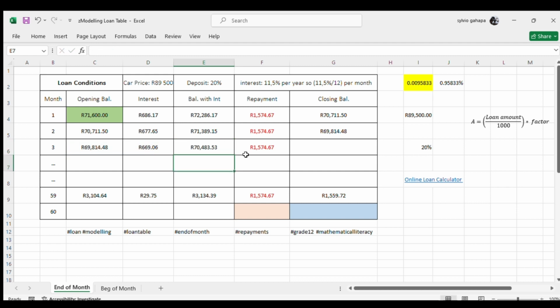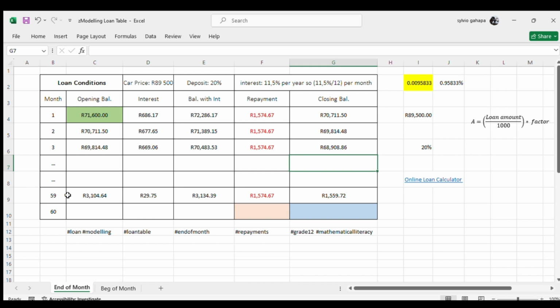That gives you exactly this figure, and then the closing balance for the third month will be the balance with interest minus the repayment. So we're going to repeat this for month number 4, 5, all the way to month number 60. Now to save time, I'm going to jump right into month number 59, which is the month before the last, right? Usually during the exam, these are the last 2 months that are given to you.